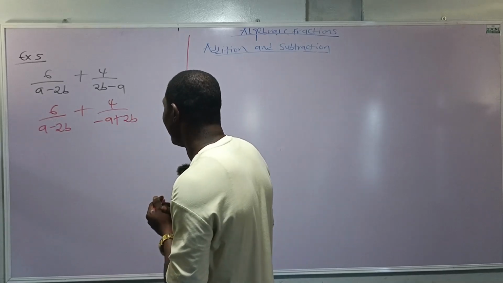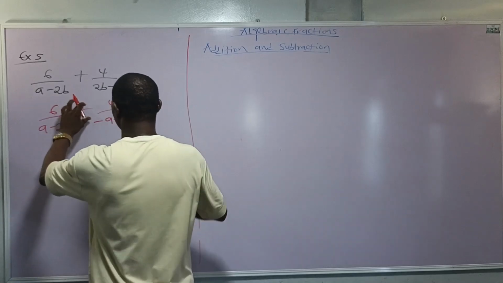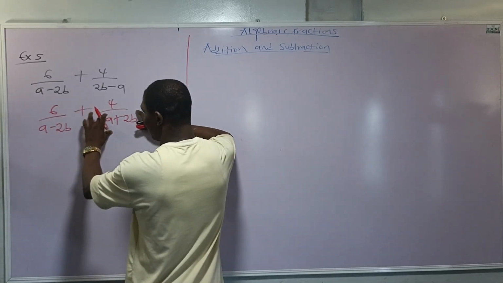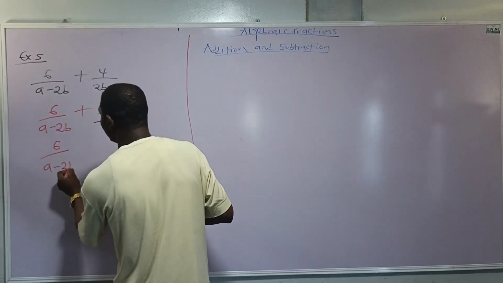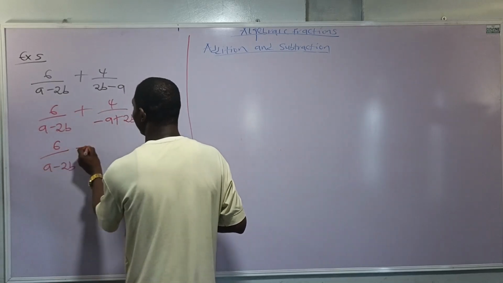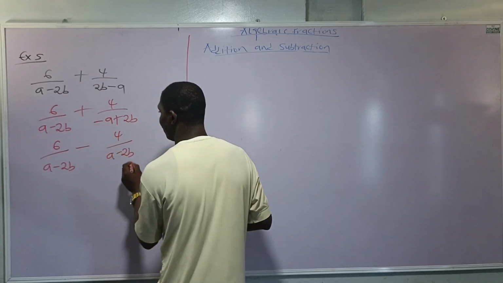What we ought to do here is this. If I change this sign, these signs automatically change. So I have 6 all over A minus 2B. If I change this as negative, all this will change to A minus what? 2B.